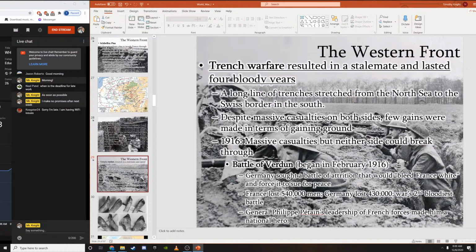The leader of the French military was General Philippe Pétain, and he was the leader of the French forces in the battle at Verdun. The defense of France in this battle made him a national hero. Interestingly, Philippe Pétain will end up going on to become a Nazi collaborator as a French politician in Vichy, France. In World War II, about 20 years later, he will collaborate with the Nazis, and it will be something of a long-lasting disgrace to his name. So that's the story there.